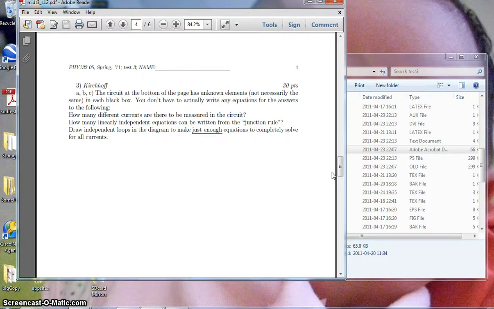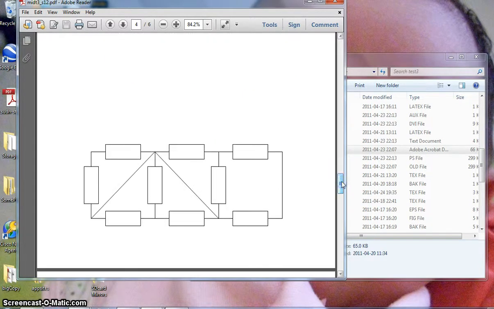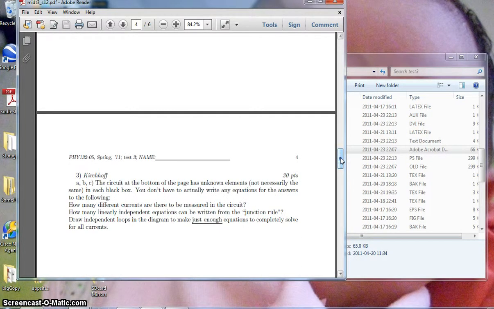test. Notice I left off a problem about Kirchhoff. It's got a picture with no particular elements in it. It's very conceptual. It doesn't ask you to do any of the algebra, just to draw loops, and talk about how many currents, how many equations you need.